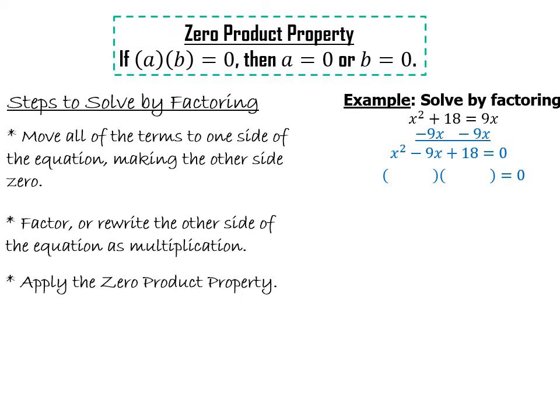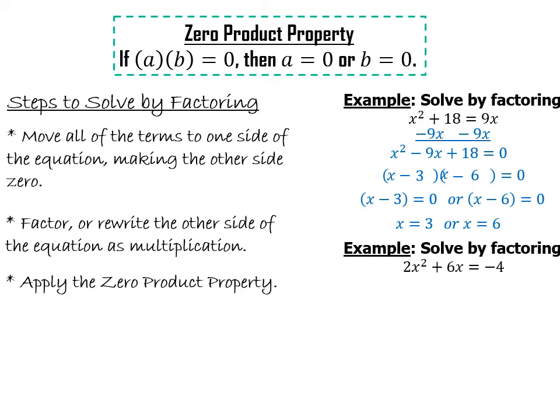Factor, so put down 2 blank sets of parentheses. x has to go up front in each. Solve our x puzzle. What times what is 18 that adds up to negative 9? Well, right there tells me they both have to be negative because it's a positive 18 but a negative 9. And 3 and 6 add up to 9 and multiply to get 18. And they're both going to be negative. So that means we take x minus 3, set it equal to 0, and x minus 6, set it equal to 0. Solve both of those. x equals 3 or x equals 6 would be our x-intercepts.